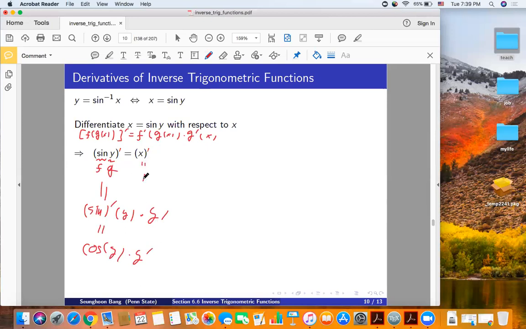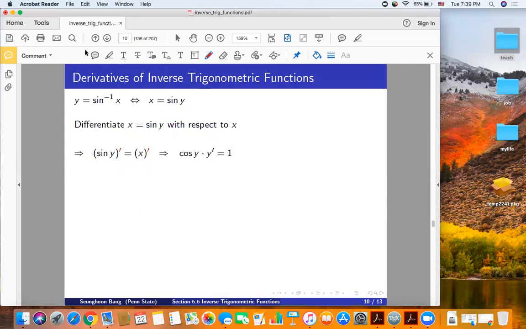The derivative of x is just 1, right? So we have this result. Cosine of y times y prime equals 1. The next step, divide both sides by cosine of y. We have this one. Y prime equals 1 over cosine of y.